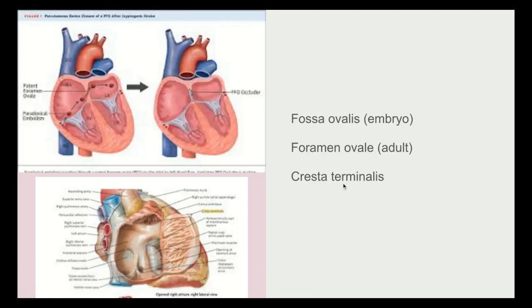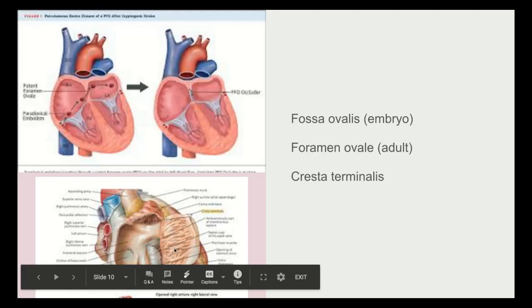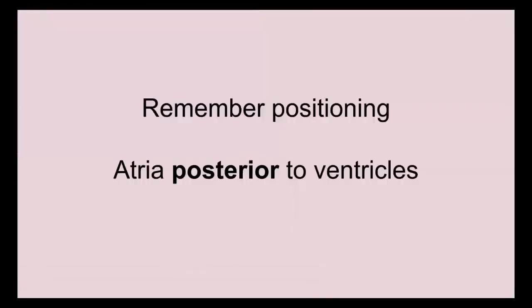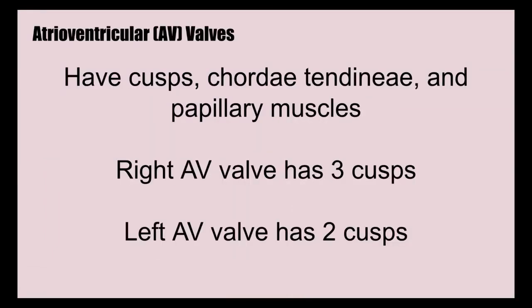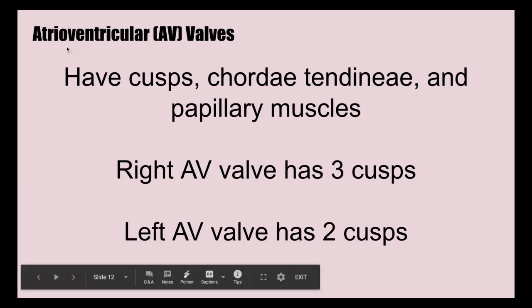All right, and then the crista terminalis, this is actually the right atria that's kind of flapped open here. The crista terminalis is going to be this somewhat smooth band of tissue here that's running along the right atria. And again, just remember your positioning. The atria are actually posterior to the ventricles, not superior so much, as I feel like we all have been led to believe.